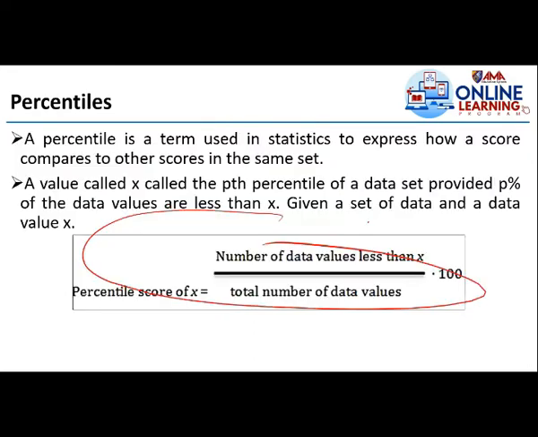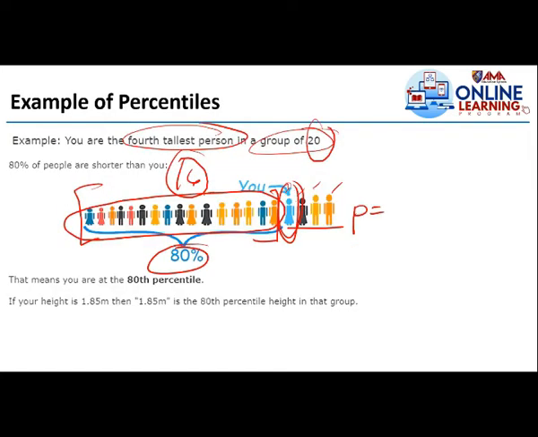So on the previous slide, yung percentile is the number of data values less than X. So ilan yung number of values less than you? So 16. So 16 divided by the total data values, which is 20 times 100. So this is lowest term natin to.